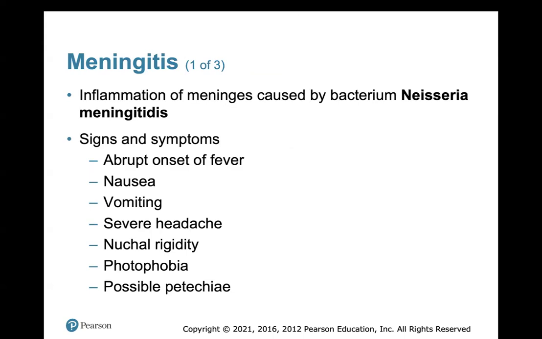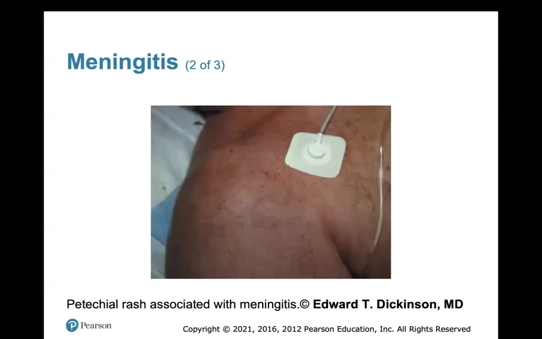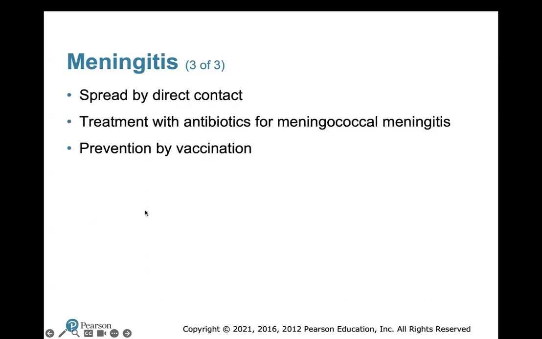Sometimes you may have to deal with somebody who has meningitis. There are a couple of different types of meningitis. There's bacterial meningitis. Signs and symptoms are abrupt onset of fever, nausea, vomiting, severe headache, and light sensitivity or photophobia. They may have a petechial rash, shown here, very splotchy. Meningitis is spread by direct contact. Treatment is with antibiotics. It's prevented by a vaccine. It's very deadly if you contract it.